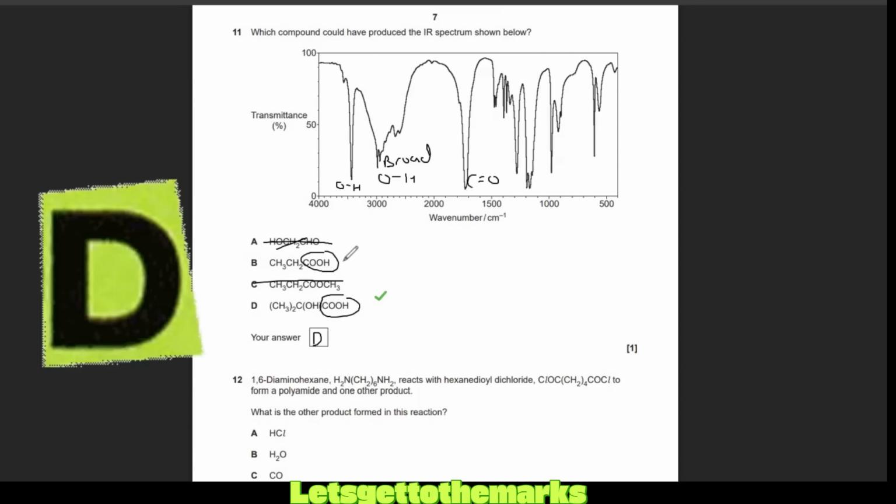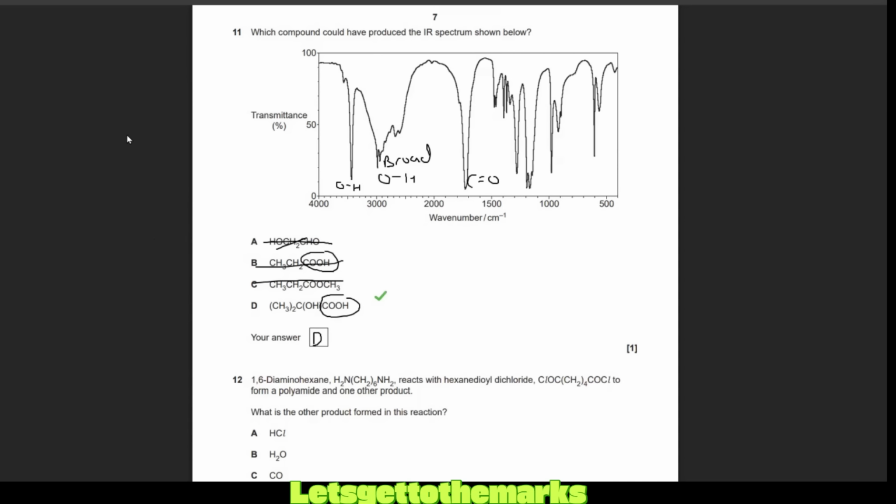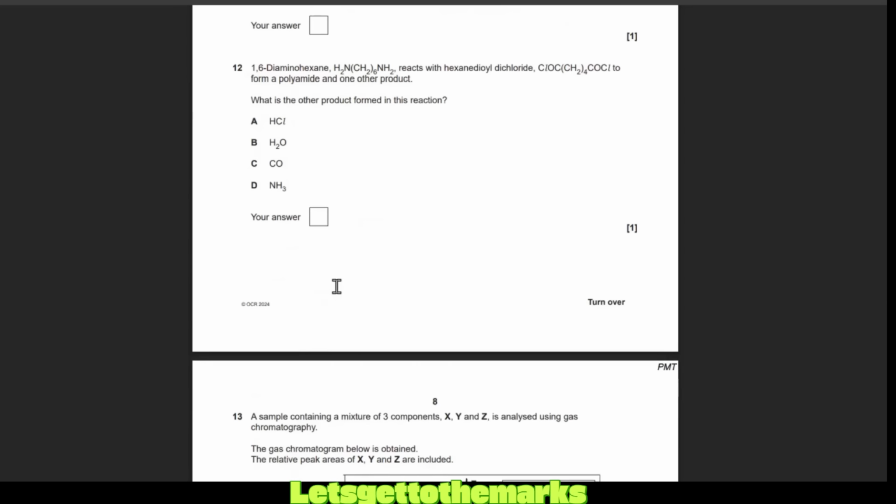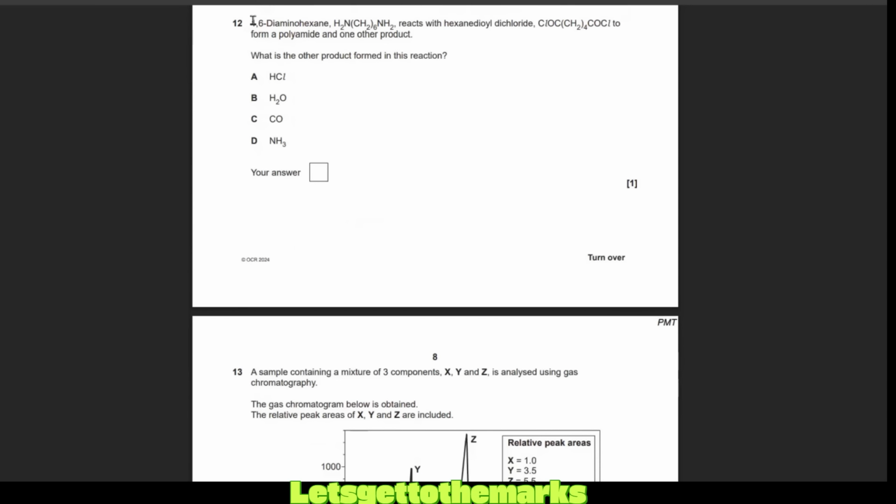Lovely. Let's move on. We're nearly there, folks, for the multiple choice. 12. 1,6-diaminohexane reacts with hexanedioyl dichloride to form a polyamide and one other product. What is the product formed in this reaction?